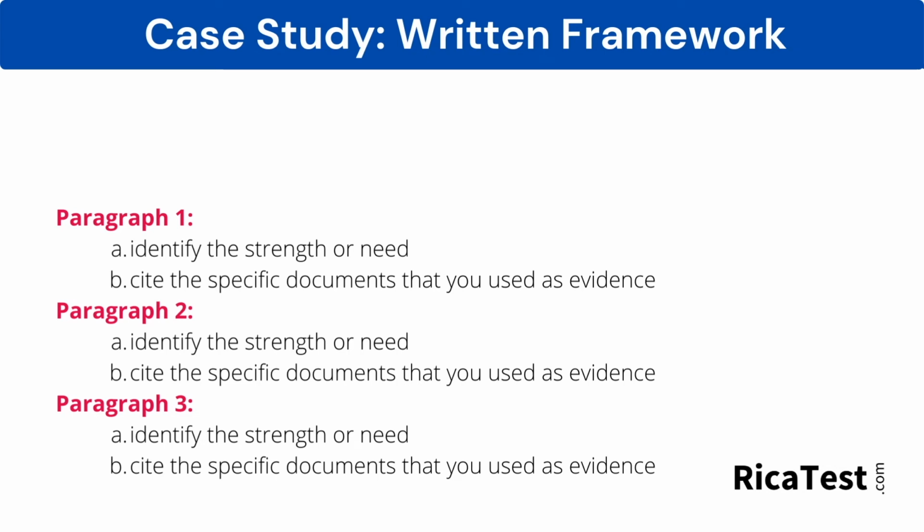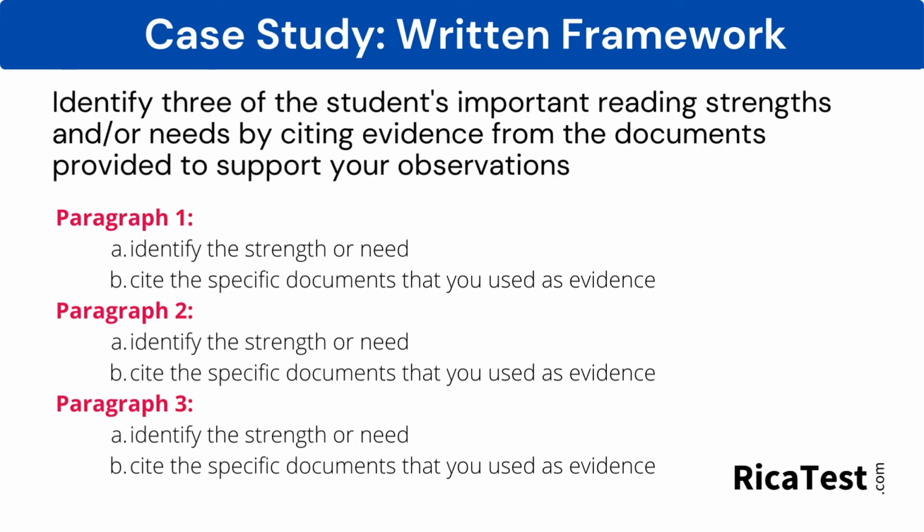Take a moment here to pause the video and examine this framework. What do you notice? Do you see how the first 3 paragraphs of the written response come from answering task number 1 of the case study? Let's put task 1 back on the screen. Identify 3 of the student's important reading strengths and or needs by citing evidence from the documents provided to support your observations. Again, this means that you will want to write 3 paragraphs that identify either 2 strengths and a need or 2 needs and a strength based on the student's reading assignments and assessments that are provided to you.